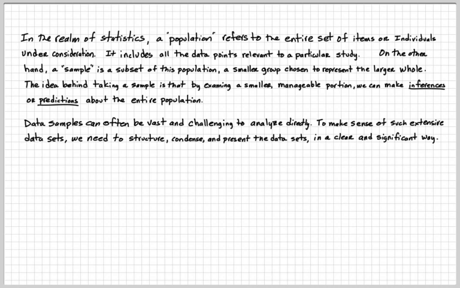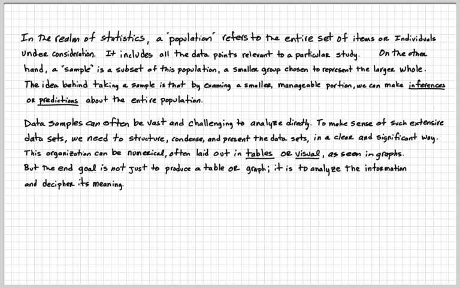Data samples can often be vast and challenging to analyze directly. To make sense of such an extensive data set, we need to structure, condense, and present the data set in a clear and significant way. A lot of times when you have a bunch of numbers in a list, it would be nice to organize them in some way. And we're going to be understanding how to do it in an interval frequency table.